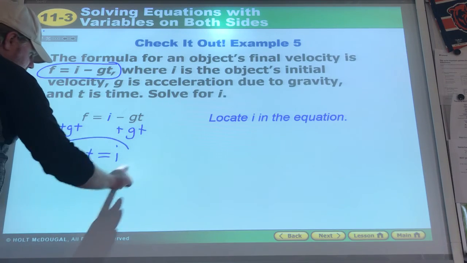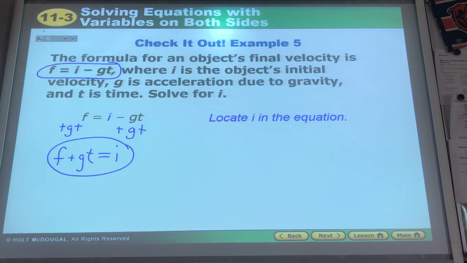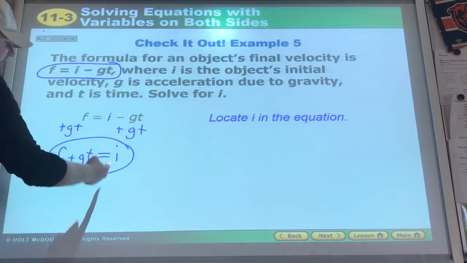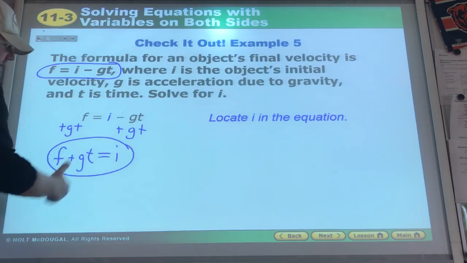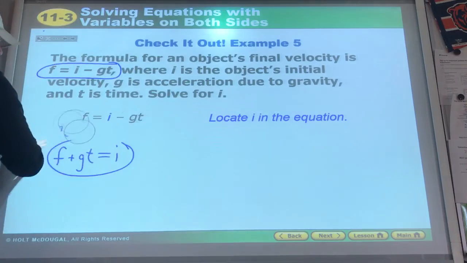Hold it! I don't need to go any further. I have it in terms of i. That is my answer. When you get that variable all by itself with no number next to it, you have your answer. Let's make sure.